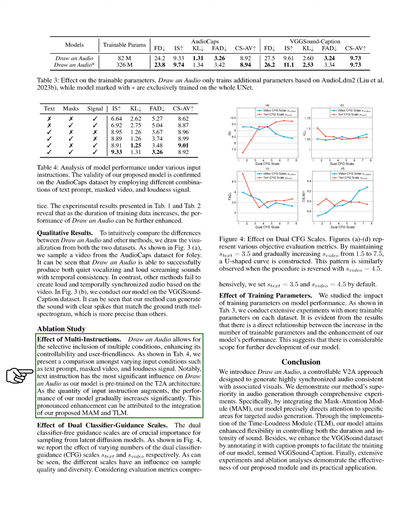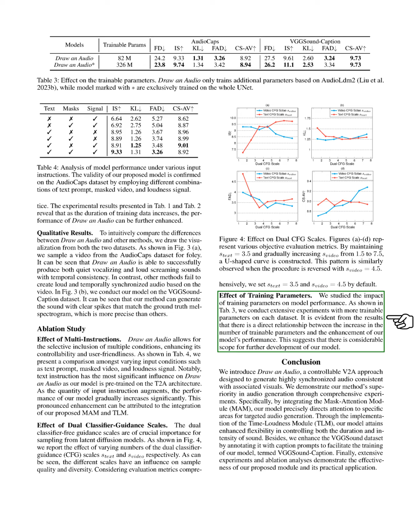Furthermore, we examined the importance of dual classifier free guidance scales for sampling from latent diffusion models. Our findings indicated that varying the scales affected the quality and diversity of the samples. After comprehensive evaluation, we set the default scales to 3.5 for text and 4.5 for video. Lastly, we investigated how training parameters influence model performance. Our extensive experiments revealed a direct correlation between the number of trainable parameters and the improvement in our model's performance, suggesting significant potential for further development.